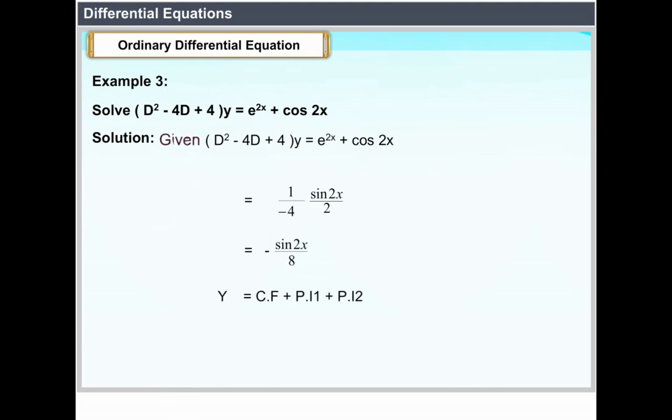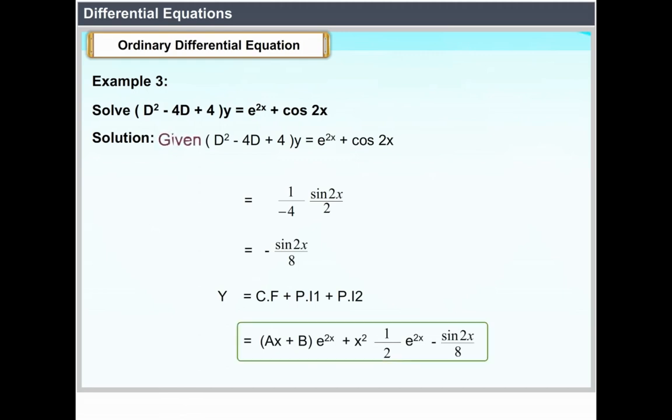Y equal to CF plus PI1 plus PI2 equal to (Ax + B) into e power 2x plus x square into 1 by 2 into e power 2x minus sin 2x divided by 8.